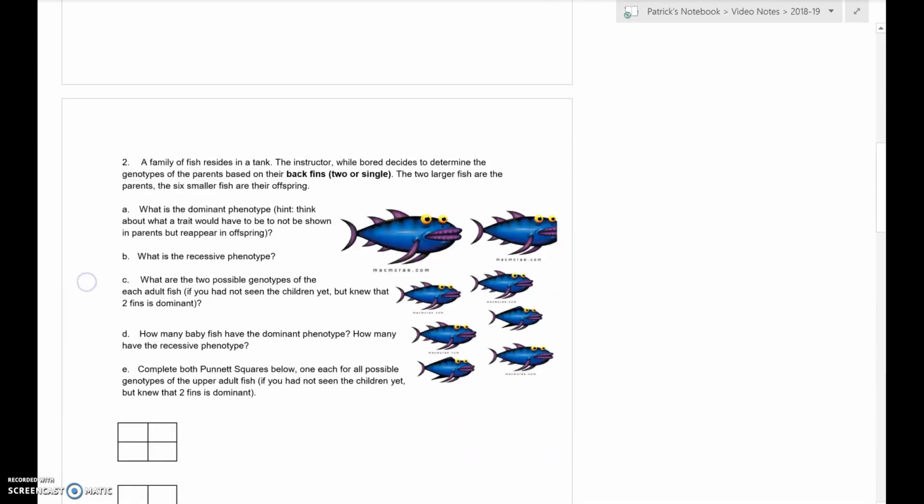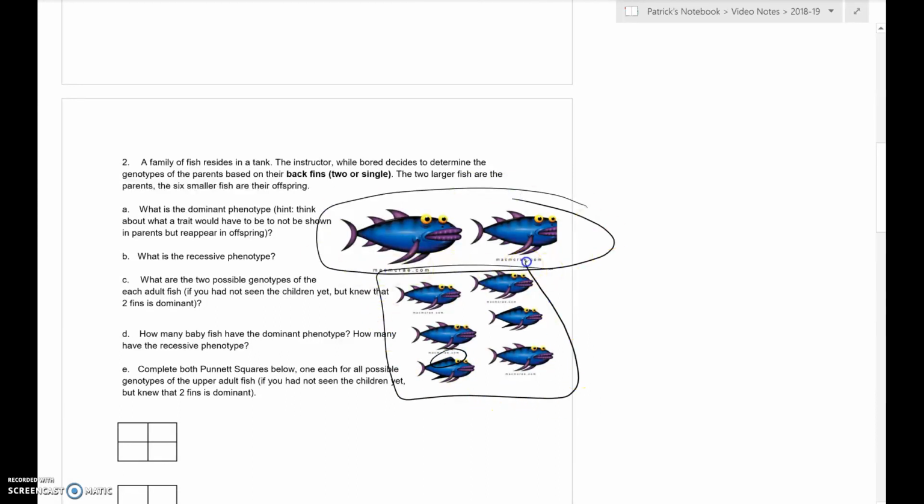So this next one, they gave us a little bit less information. All they told us is that there is this trait with the back fins. We have some that have 2 fins, and we have some that are single. And these larger 2 fish here are the parents. The smaller fish are their offspring. And we have to figure out what is the dominant trait based on what we see here.